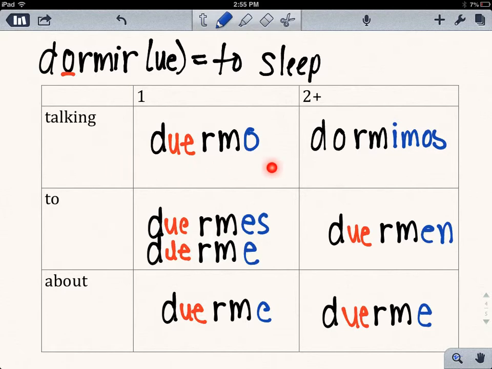Repita, yo duermo. Tú duermes. Usted duerme. Ella duerme. Nosotros dormimos. Notice the o and also the i. Repita, dormimos. Ustedes duermen. Ellos or ellas duermen. Ooh, I forgot my n there. Duermen.